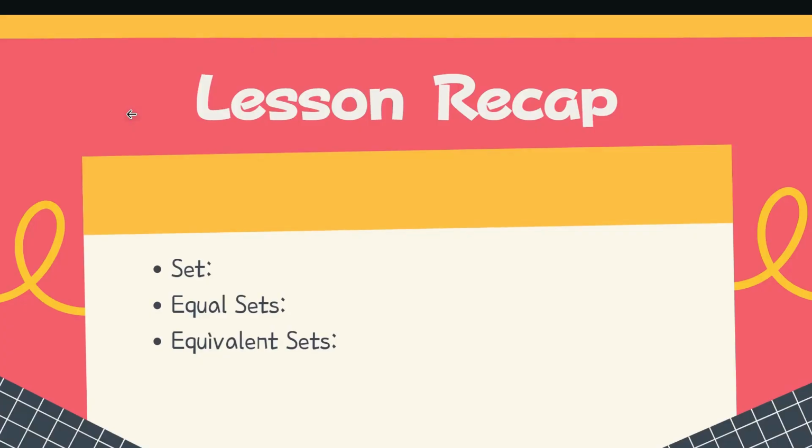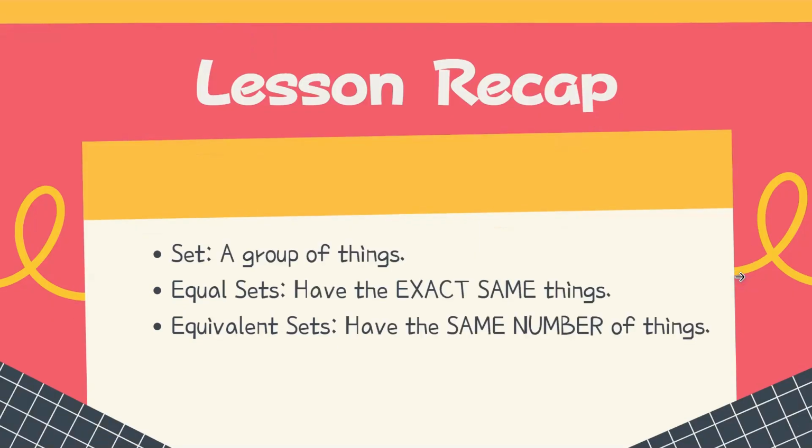Anastasia said equal sets are sets that have the same amount of objects or numbers. Let's look at what it actually is. A set is a group of things. It would be a group of pens, pencils, erasers, apples, grapes. An equal set would have the exact same thing. So you would have 2 sets of 3 apples, or 2 sets of 3 pens, or 2 sets of 3 books. While the equivalent would have the same number of things.